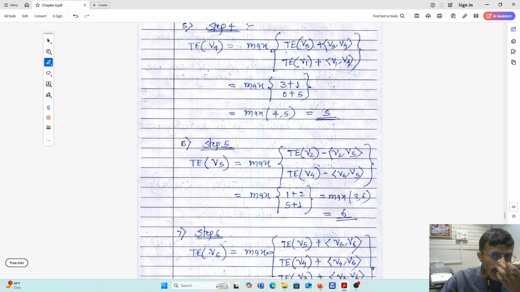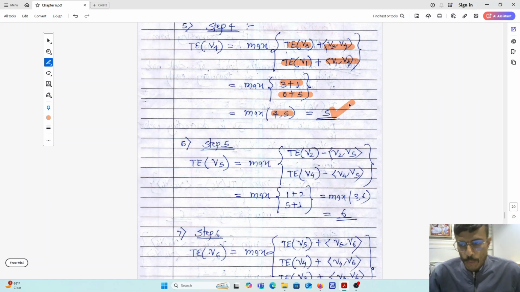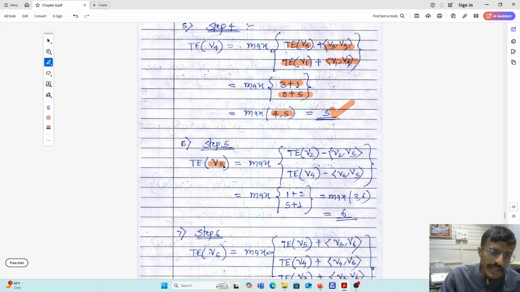So for the V4, there are two possibilities. We can reach from V1 to V4 directly and V3 to V4 directly. So while reaching from V3 to V4, we have to take here traveling early value of V3 plus V3 V4 and traveling early of V1 plus V1 V4. So maximum of 3 plus 1, already we have found out, 0 plus 5. So maximum of 4 comma 5, maximum is 5. Then in step number 5 you have to find out here traveling early of V5.